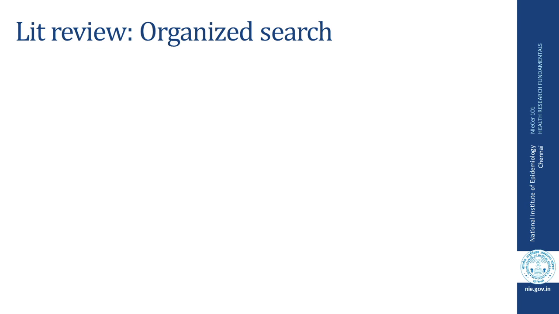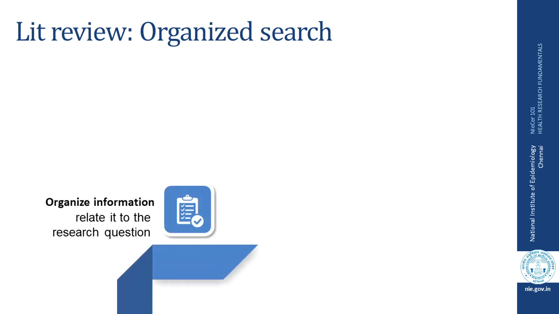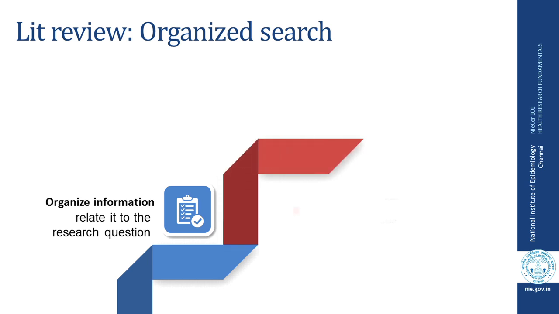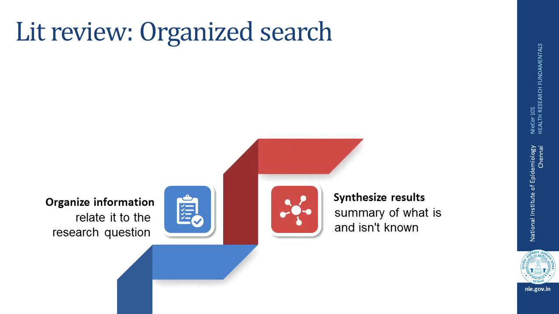So, this is not just a summary. What is it then? It is an organized research. How organized is it? Organized research is a systematic process. The first important thing is that you need to organize the information you have collected so far and relate it to the concerned research question which you are trying to develop or have already identified. And the second step is that it synthesizes the results of it.